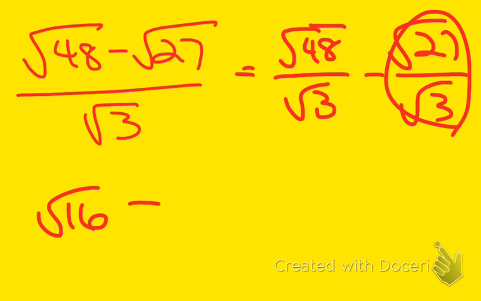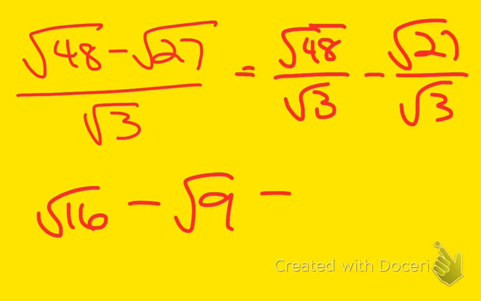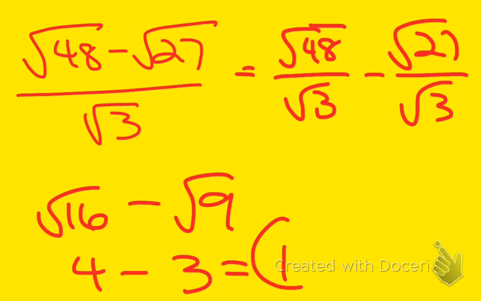Does 3 go into 27? 9 times. And that's 3, so then you would have 4 minus 3, which would be 1. Very good. So whenever you've got something like this, you're going to put that square root of 3 under each of them, reduce it, and then subtract it, or add it, depending on what it says to do.